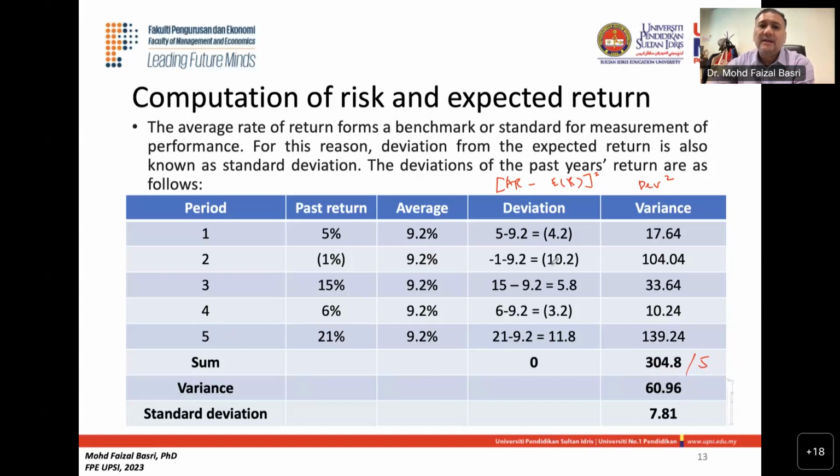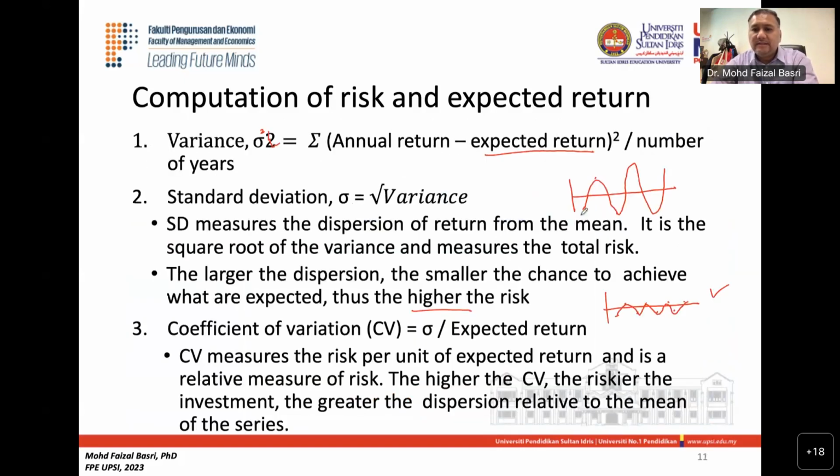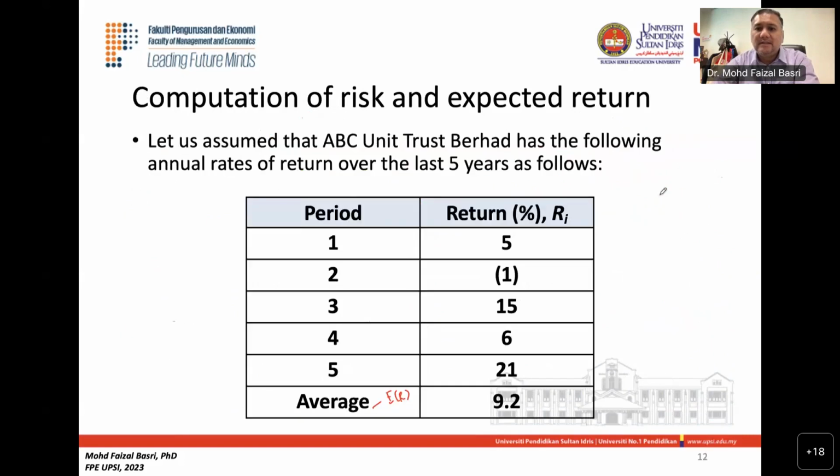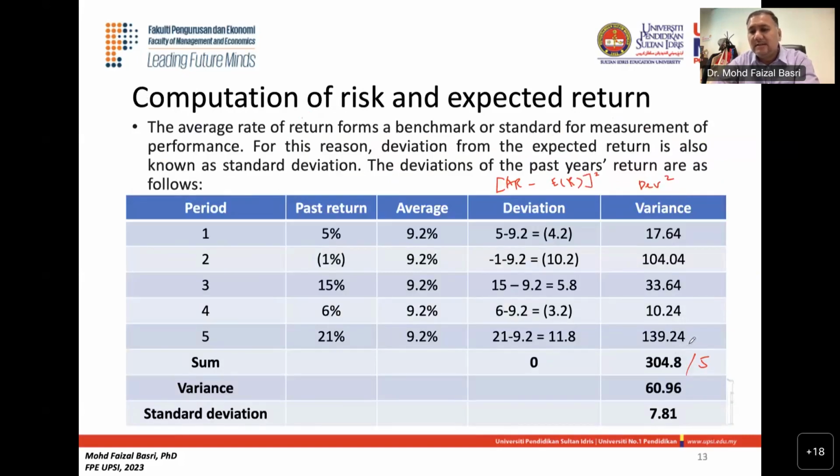So I recap. In order to get the variance, first, find the difference between your returns and the average returns for all 5 years. Then you square each and every one of them, and then you sum all of it. Up until the sum of all variance, you are actually at this part, the sum of annual return minus expected return squared. This is the first part, you're getting 304.8. And then you divide by 5 because we have n of 5. Then we get the variance of 60.96.